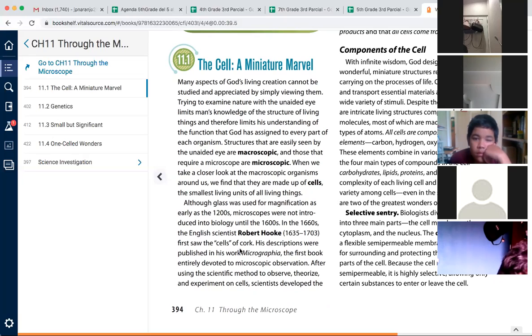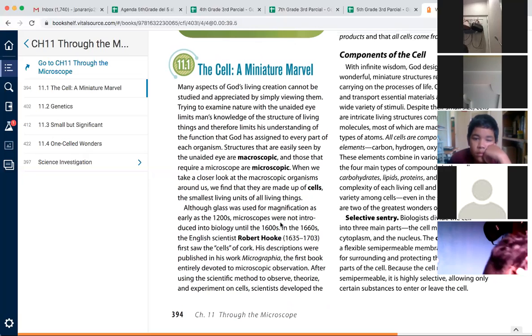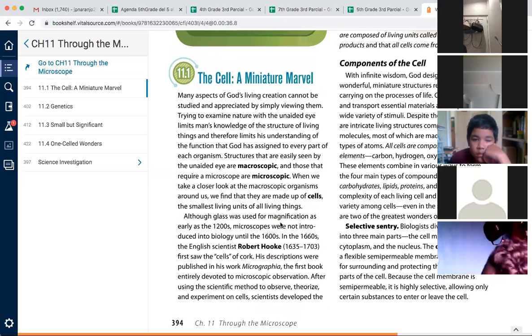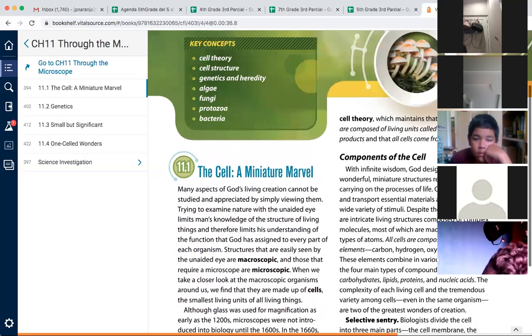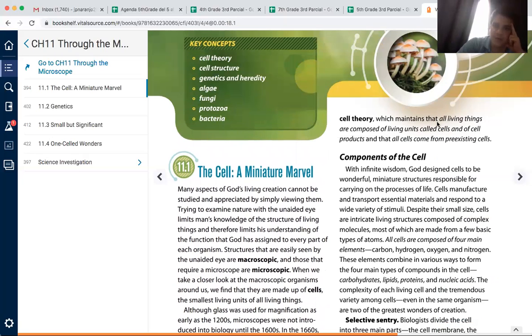After using the scientific method to observe, theorize, and experiment on cells, scientists developed the cell theory, which maintains that all living things are composed of living units called cells and of cell products, and that all cells come from pre-existing cells. So we come from cells, we are made up of cells, and we produce more cells. For example, when your skin gets itchy and you see white flakes come off, it means it's dead skin cells. Your body is producing newer skin cells. All right?